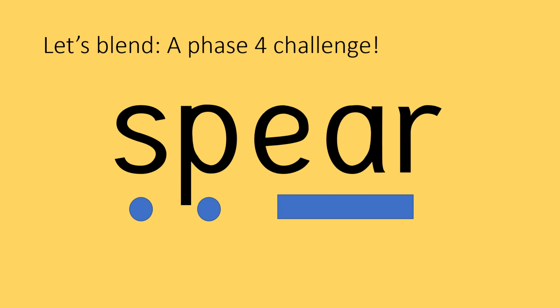Okay, let's have a go. We've got 3 phonemes because I can see 3 sound buttons. We've got the vowel digraph at the end, so let's have a go. Sp, ear, spear. Sp, ear, spear. Okay, have a go at that.